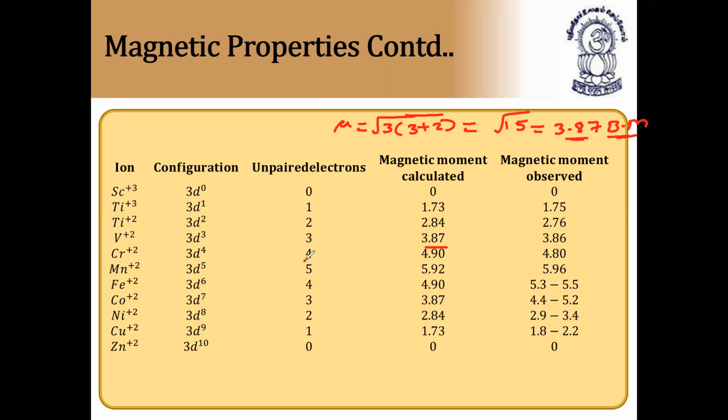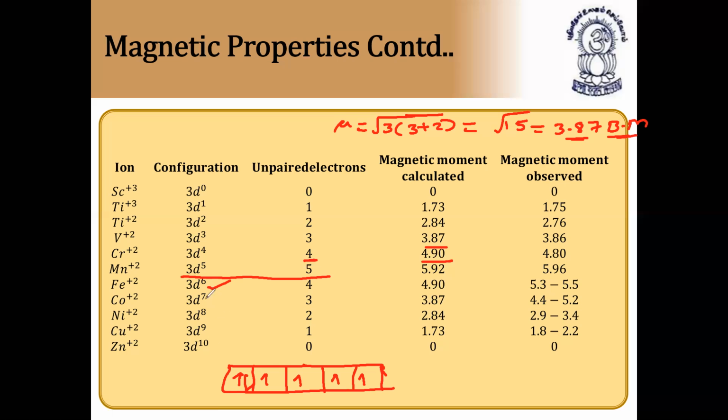Next, 3d4, and then 3d5, as in the case of iron. Fe plus 2 is 3d6, with 4.90. Even though they have 6 electrons, till here it is common, that is 5 electrons. But how did we get 4 unpaired electrons here? You can see this diagram clearly so that you can understand it better. The first electron, second electron, third, fourth, and fifth electron will go singly like this. Now the sixth electron will start pairing up.